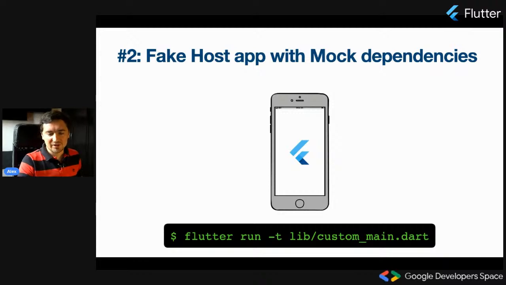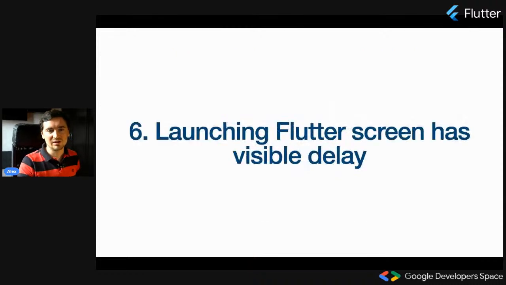So we talked about a lot of challenges from the developer standpoint, and another part is the customer experience, right? So we also want to delight not only our engineers, both on the Flutter side and native side, we also want to delight our existing users, so they have the best user experience possible. So when you launch a Flutter screen, it may have a visible delay. So why is it happening?